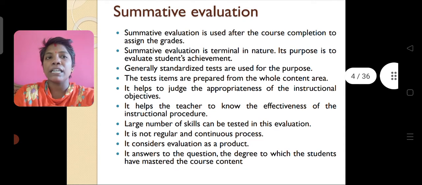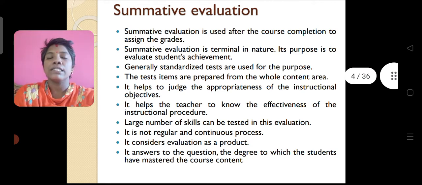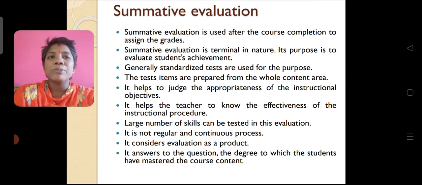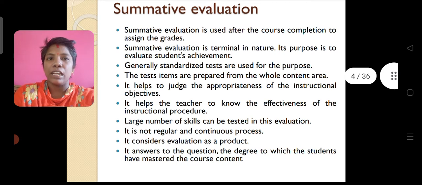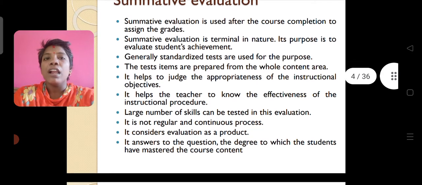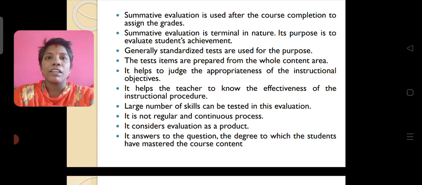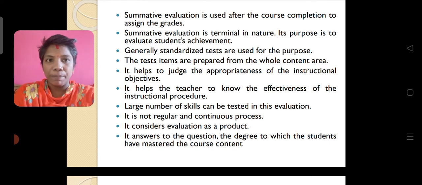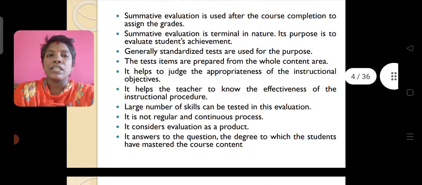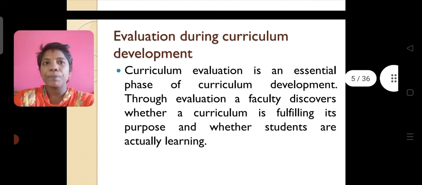There we said small content area, but here it is the whole content area, the whole term questions are prepared in the question paper. It helps to judge the appropriateness of the instructional objectives. It helps the teacher to know the effectiveness of the instructional procedure. Large scale of skills can be tested in this evaluation. It is not a regular and continuous process. So this they will not keep regularly. It will be conducted only at the term end. It answers evaluation as a product. It answers the question of the degree to which the students have mastered the course content.